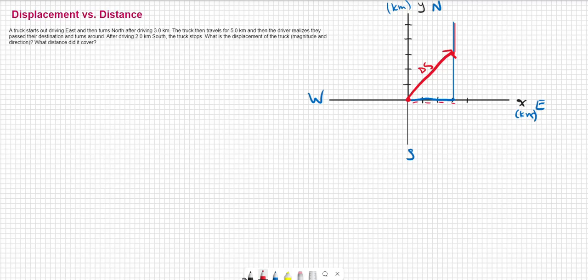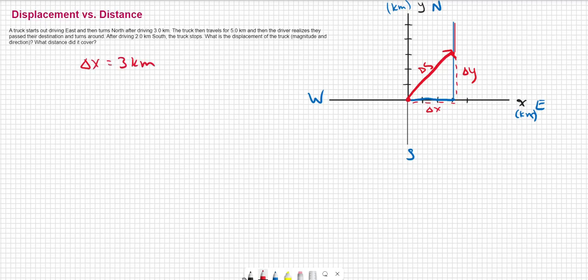So here's our x component, delta x, and our y component, delta y. So our delta x is just 3, right? So it's moved a total of 3 kilometers to the east. So the end point is 3 kilometers to the east. Delta x equals 3 kilometers.